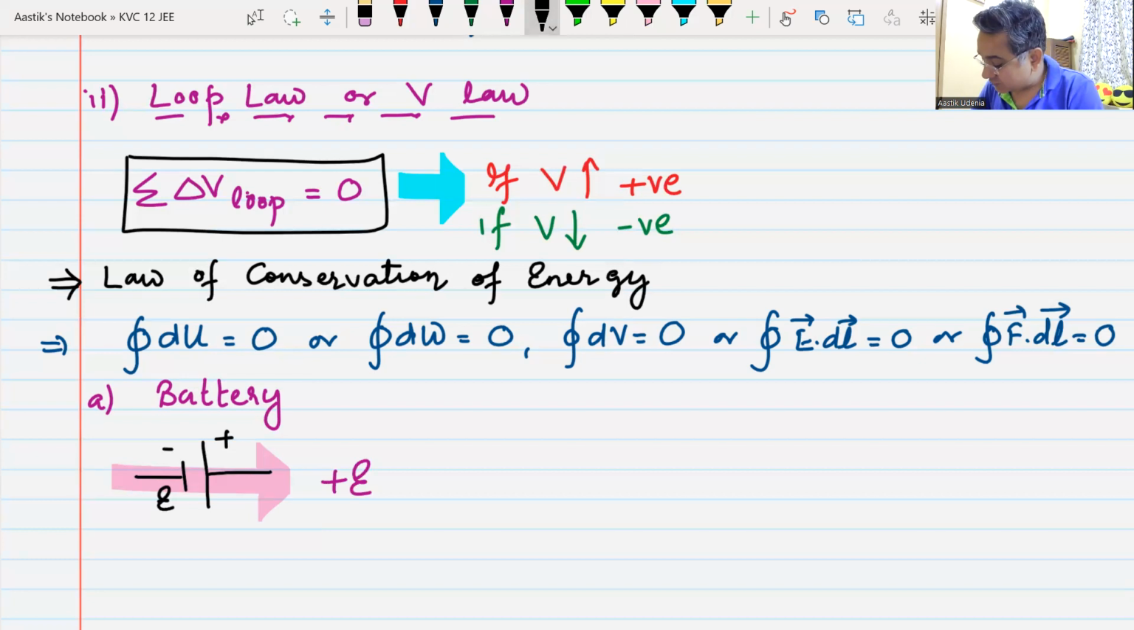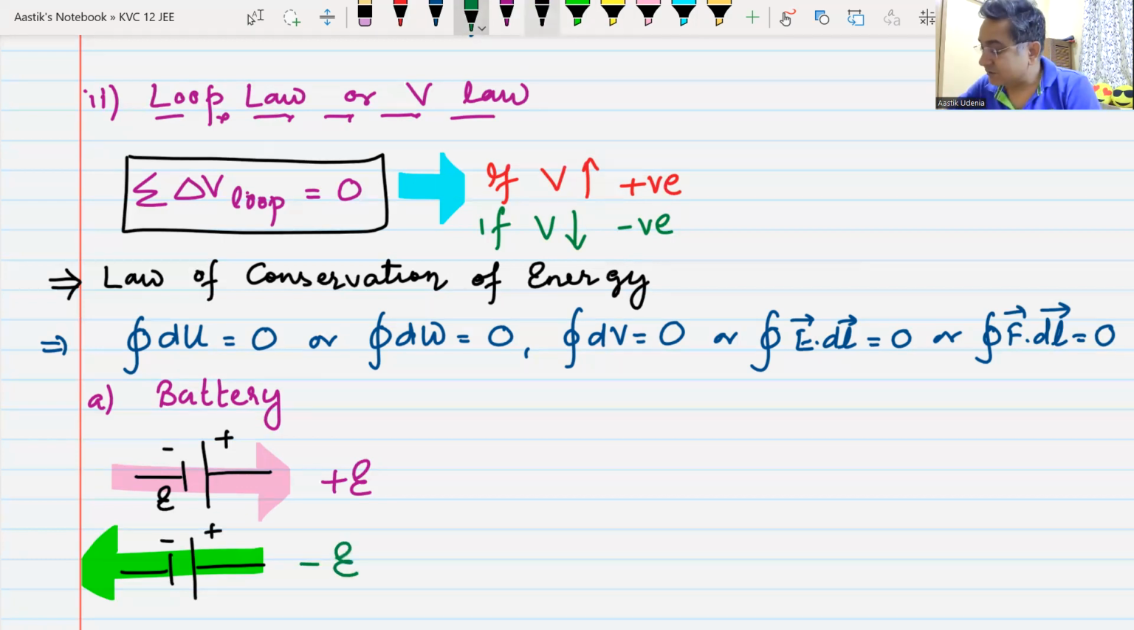Whereas if you are moving across the battery in the reverse direction, that means you are moving like this, from the positive terminal to the negative terminal. You are moving from a point of higher potential to a point of lower potential. Your potential drops, and drop in potential is taken as negative. So this would be taken as minus E.